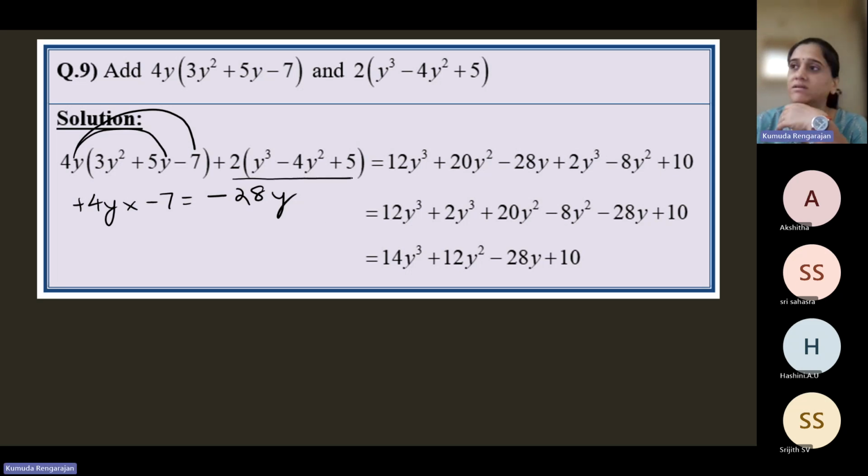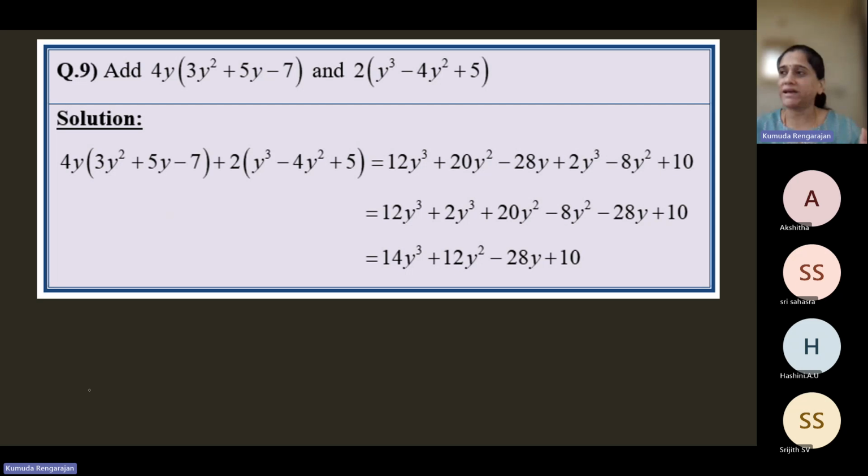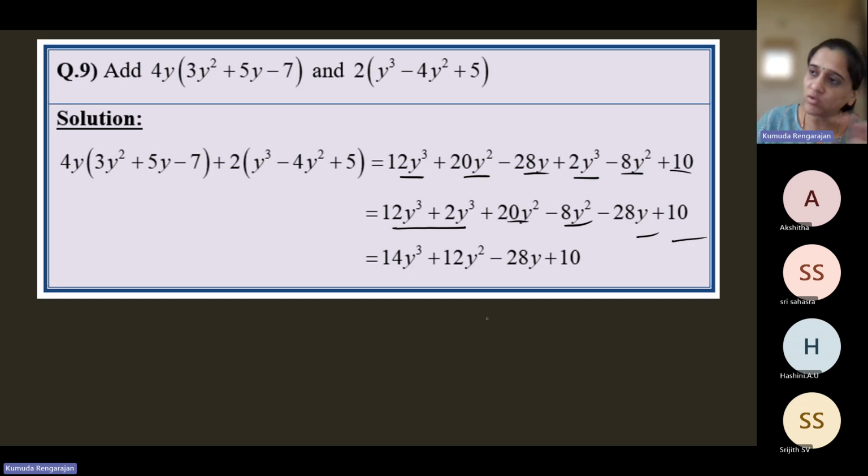Do the same thing here. Multiply 2 with every term inside the bracket and get the terms outside the bracket like this. Once you multiply, the bracket is removed. Then gather the like terms, y cube, y square, y, and constant, and simplify. Once you open the bracket, it's no more multiplication. It will only be addition or subtraction. Collect the like terms, and it's add or subtract depending on the sign. Same signs, we add; different signs, subtract. Good.